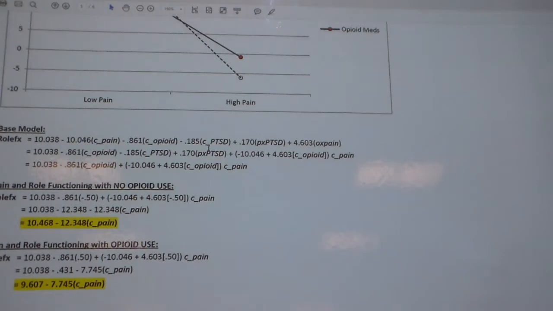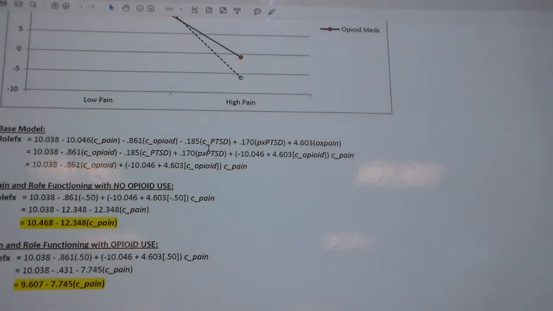And if I do that, I go through, calculating my simple slopes. So I've factored this down, and now I'm just going to put in, for people without opiate use, negative 0.5, because that corresponds in my data set to people who don't use opiates, right? So I plug negative 0.5 in there, get my simple slopes for pain. Here, take the same function, plug in 0.5, because that's corresponding to people who are using opiates. That gives me my simple slopes for pain on people who are using opiates.